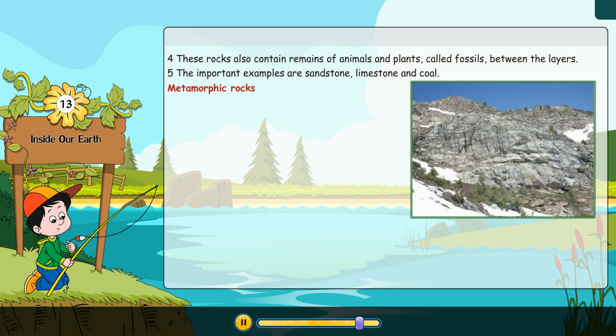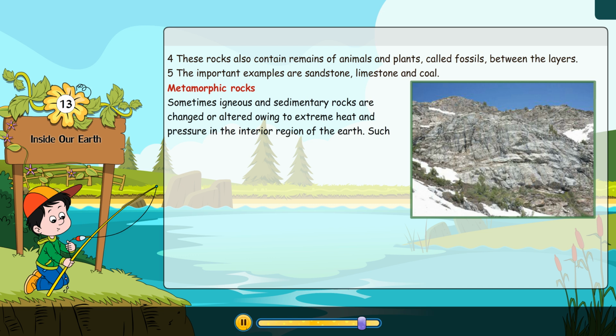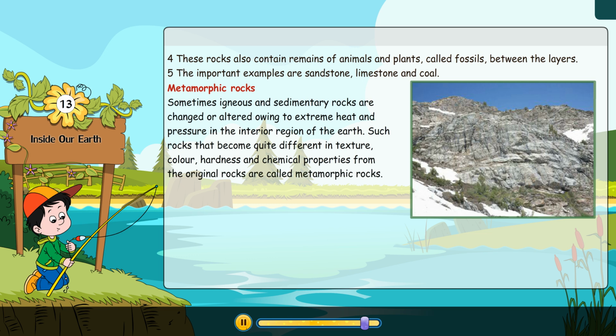Metamorphic rocks. Sometimes igneous and sedimentary rocks are changed or altered owing to extreme heat and pressure in the interior region of the Earth. Such rocks that become quite different in texture, color, hardness, and chemical properties from the original rocks are called metamorphic rocks.